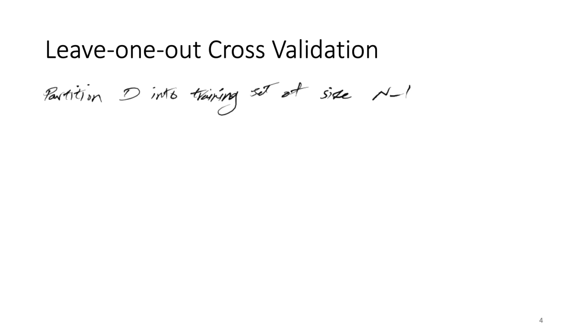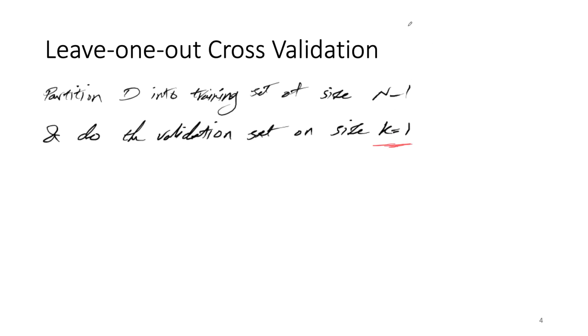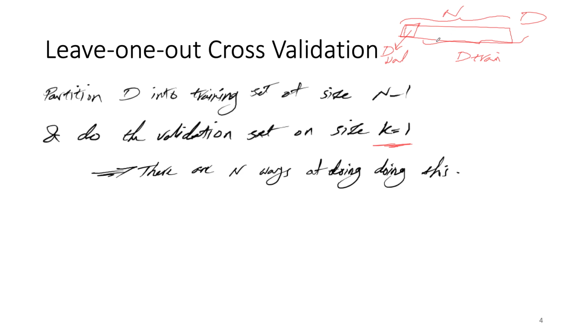If you want to make it more formal, as a definition, we partition D into a training set of size n-1, because one of those was taken out, and a validation set of size k equal to 1. So that was the whole D. We took this out, so this becomes the validation set, the rest is the training set, and that was the whole n size. And we can repeat this. Intuitively there are n ways of doing this, because at each step you can leave one out of the n, so n becomes n-1, and you can repeat this n times.